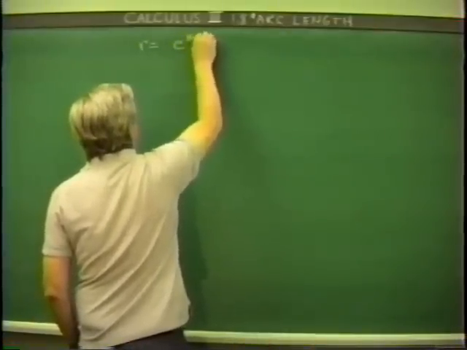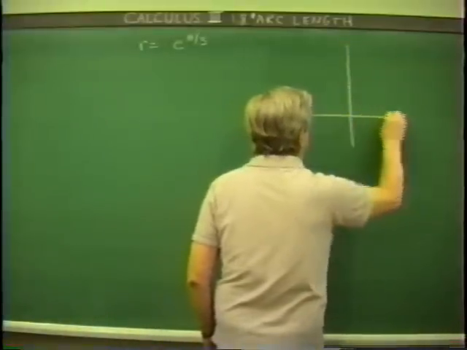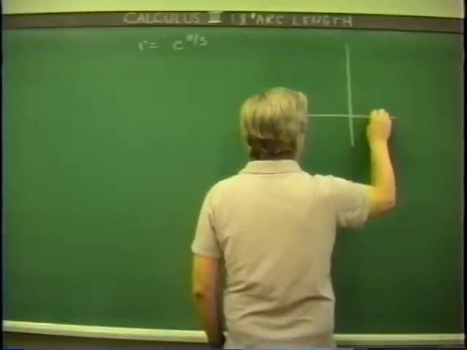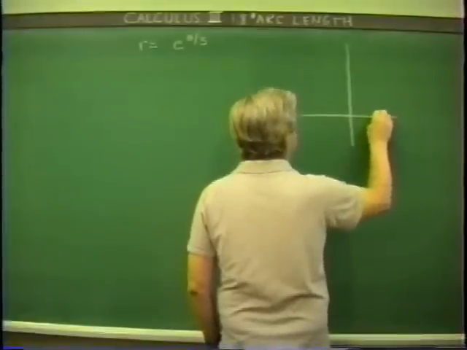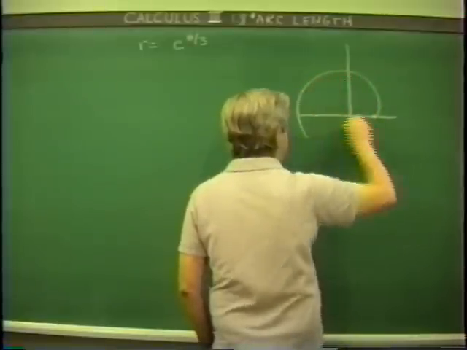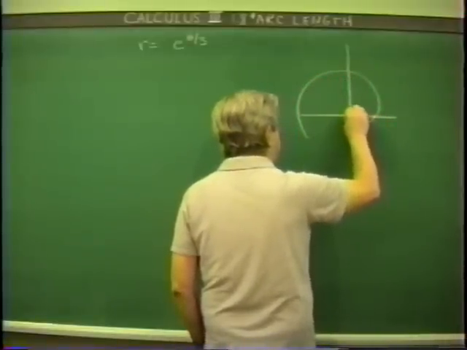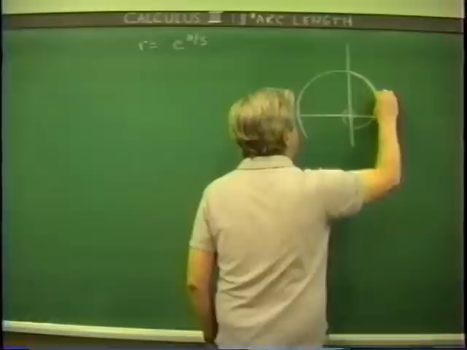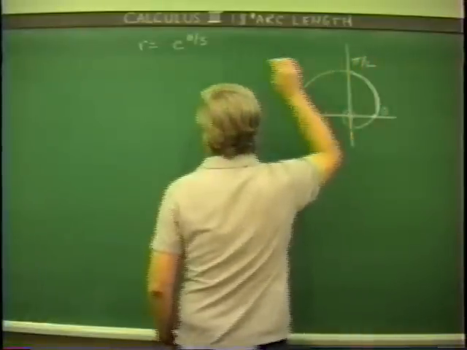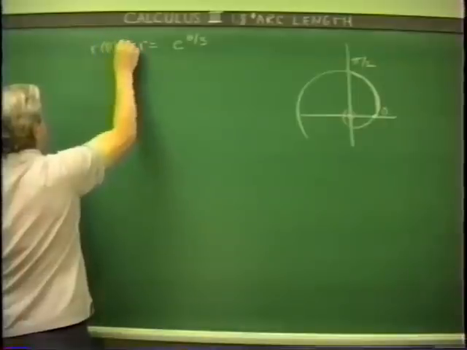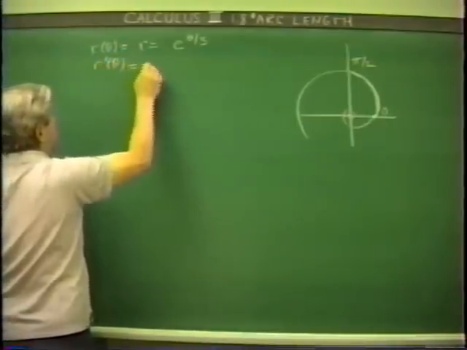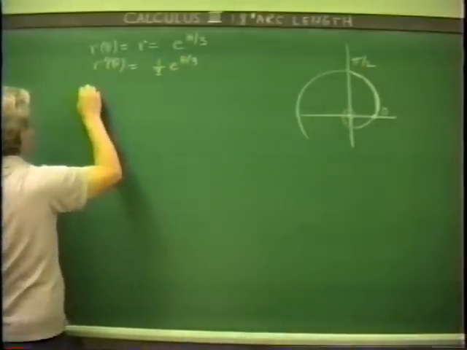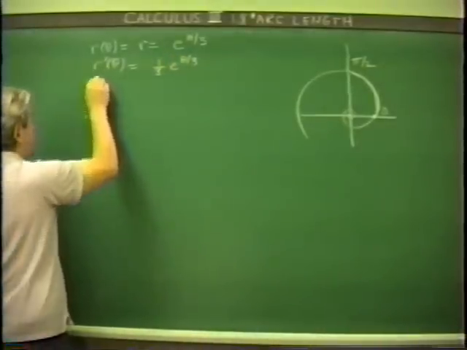in polar coordinates, let's say r is equal to e to the theta over 3. This has a graph which spirals. When theta is equal to 0, it's at 1. As theta increases, this gets larger. Actually, this is a spiral that continues to get smaller in this direction. Let's suppose we want to know this length right here, that's the arc between 0 and pi over 2. So this is r of theta. r prime of theta is going to be equal to 1/3 e to the theta over 3.